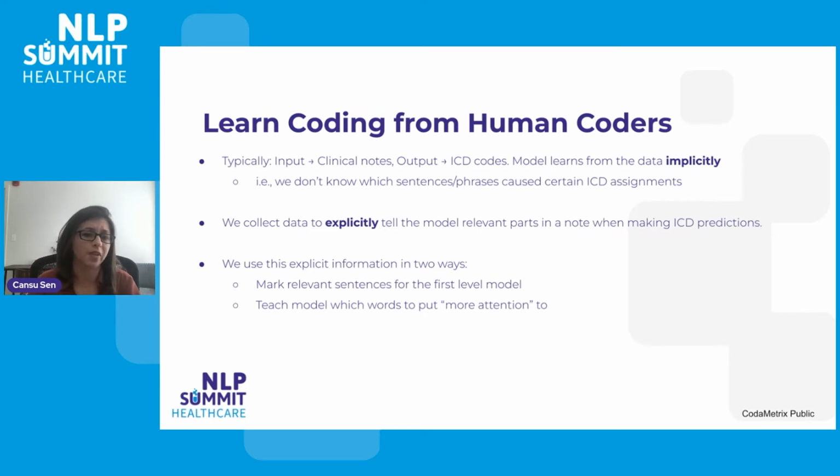Here, we're trying something else. We collect some data to explicitly tell the model the relevant parts in a note when making each ICD prediction. And we use this explicit information in two ways. First, we mark the relevant sentences for the first model. And second, we further tell the model which words or phrases are important when making an ICD classification decision.